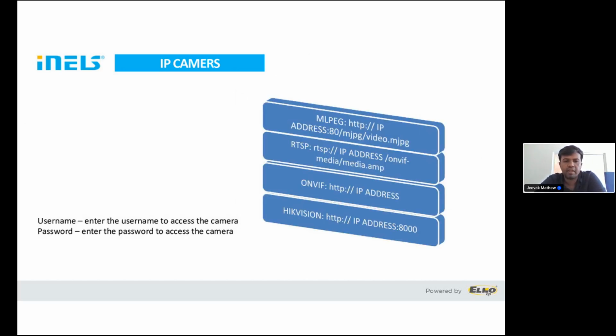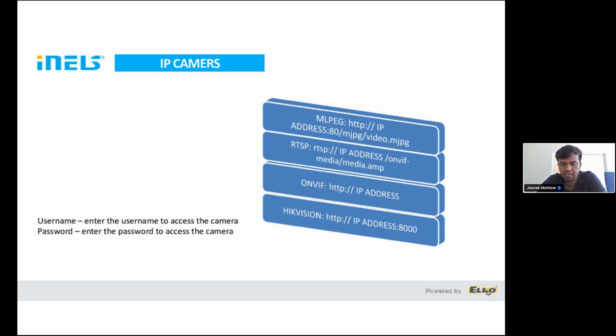Okay, so these are the 4 types of protocols which we support. If you use MJPEG, then this is the format. And for MJPEG and RTSP, you can find these streaming links from the camera's user manual or from the web integration portal or web configuration portal of the camera.